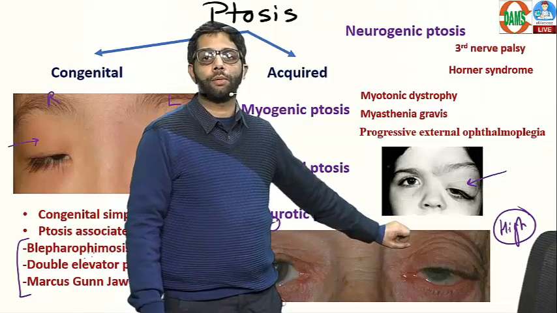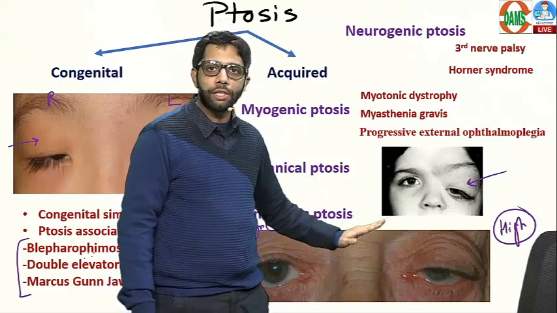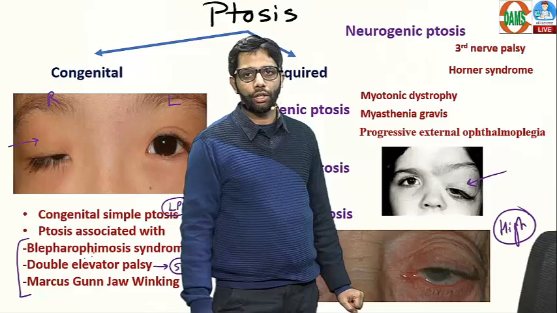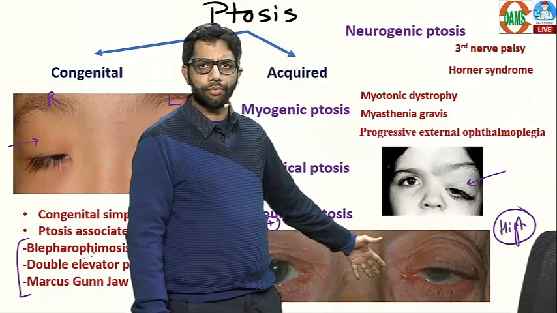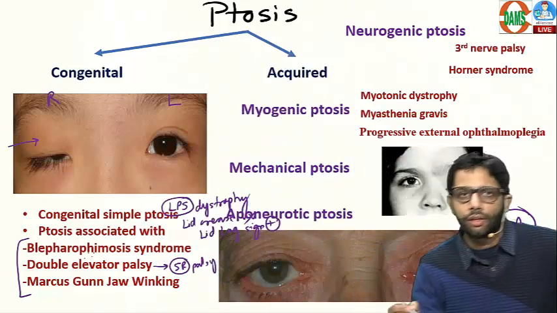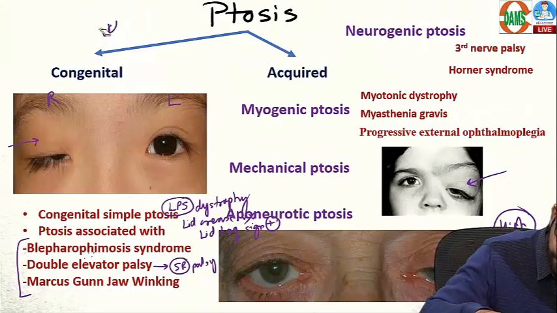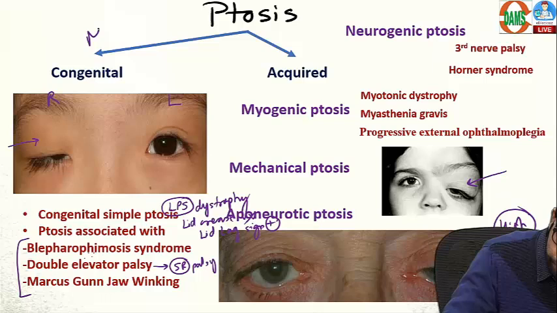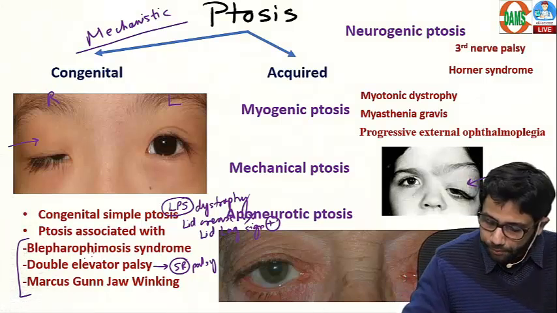LPS function is good over here. The problem is not in the LPS muscle, it's the LPS aponeurosis. So LPS function is good in aponeurotic ptosis. It is the most common type of ptosis, also known as idiopathic ptosis. Alright, so this classification is known as the mechanistic classification of ptosis. If someone asks you in the viva, you can tell.